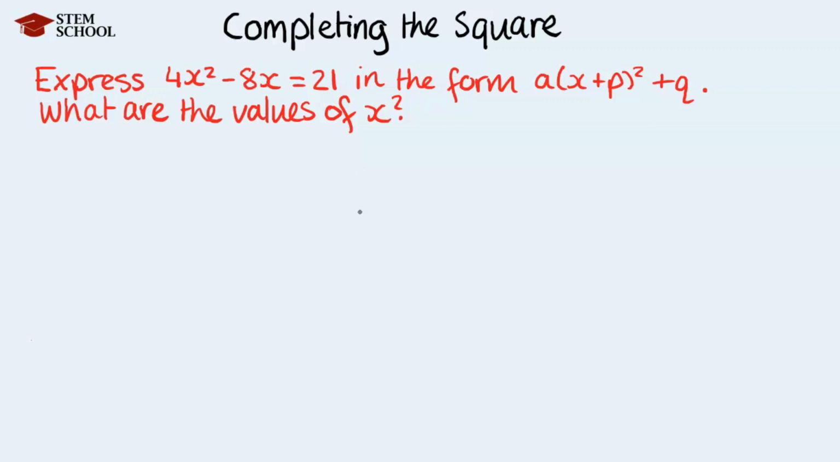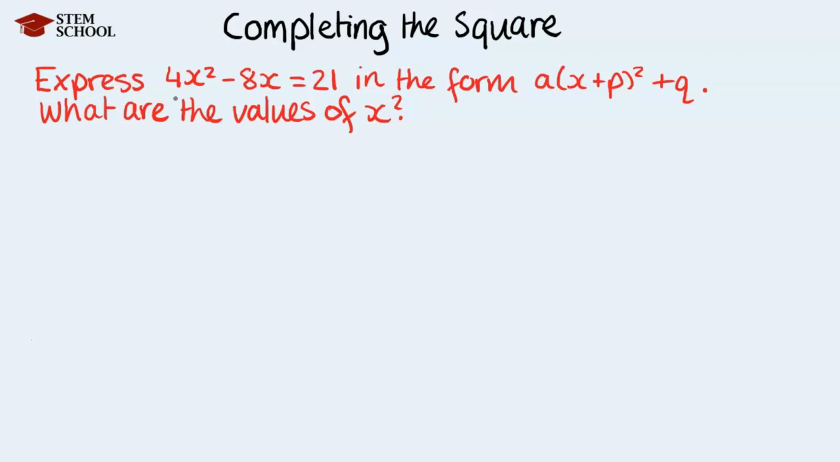So the last question is going to focus on the scenario when we have a number in front of the x squared term. Okay, so that makes it a little bit more awkward to deal with. But let's have a go at this. This question is saying, express 4x squared minus 8x is equal to 21 in the form a bracket x plus p all squared plus q. And we've also been asked to find the values of x, okay? So we've been asked to complete the square and then rearrange it to have x on its own side, okay?